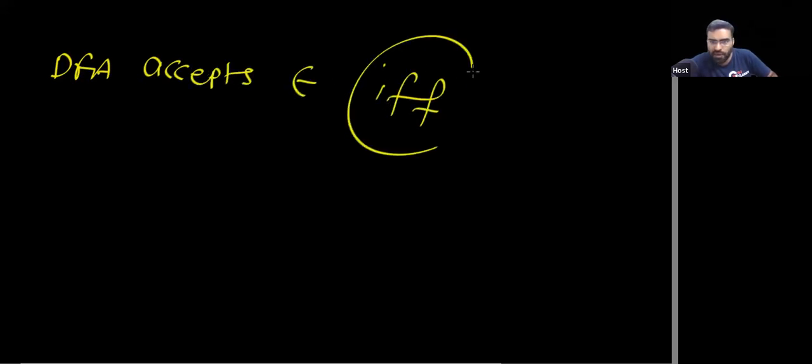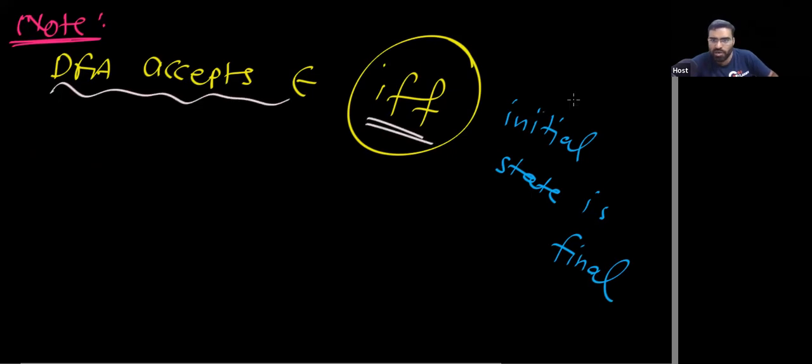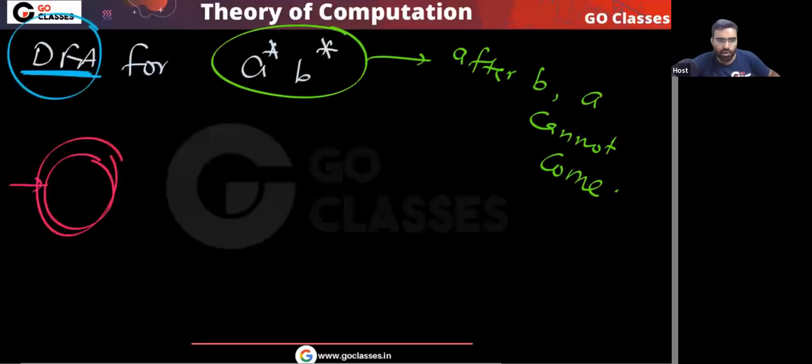At this point you already know that a DFA accepts the empty string if and only if the initial state is final. Agree with me? In our lectures, we have seen this point. So I want to accept the empty string, so this initial state will be final.